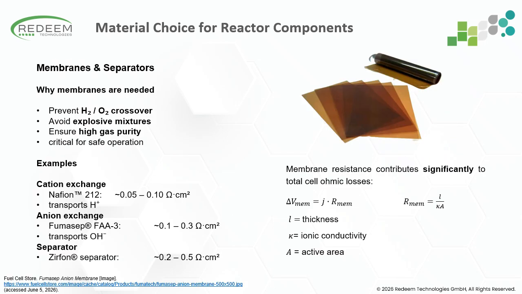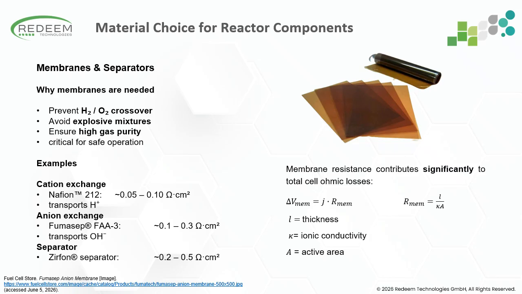Another key component of photoelectrochemical reactors are the membranes. So their primary role is to keep hydrogen and oxygen separated while still allowing ions to pass between the two compartments. This prevents gas crossover and improves the product purity and is essential for safe operation. And depending on the electrolyte, different membrane types have to be used.